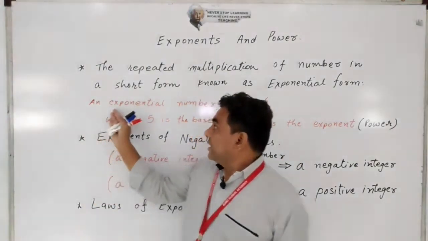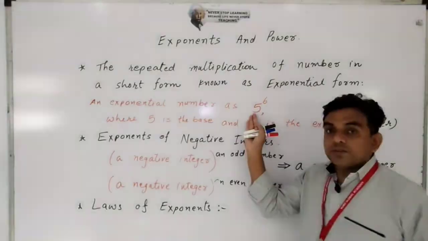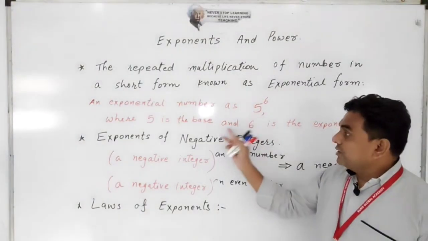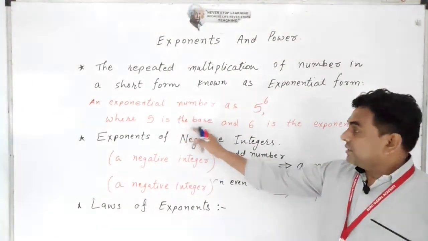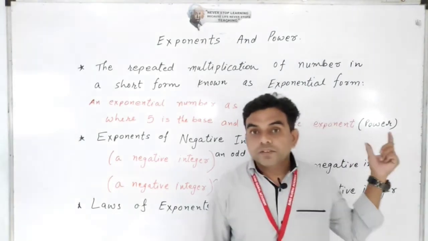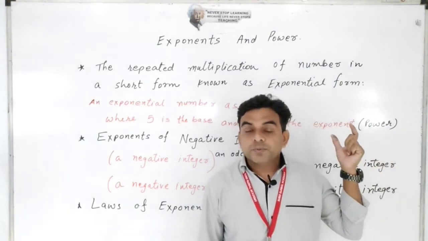Here you can see an exponential number, 5 to the power 6. Students, you can see here 5 to the power 6. That means 5 is the base and 6 is the exponent. You can say that it is the power or exponent.